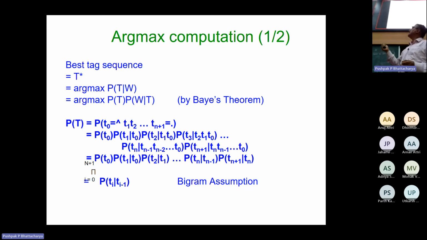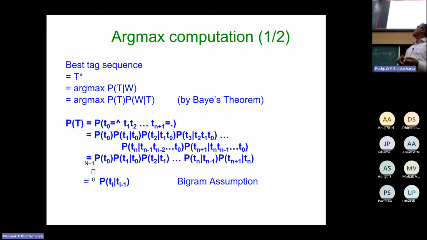Now there is a denominator here. Probability of T into probability of W given T should be divided by probability of W. That is the Bayes theorem. Okay. Bayes theorem is probability of T given W is probability of T into probability of W given T divided by probability of W.